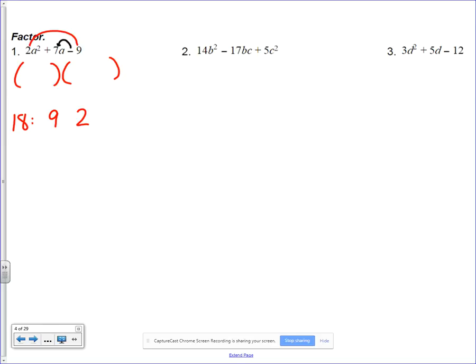Is everybody clear on that? Yes? Okay. If we were subtracting, does that mean same or different? Different. And the bigger one has to be positive. So it's going to be a +9 and a -2. Is everybody following me so far?